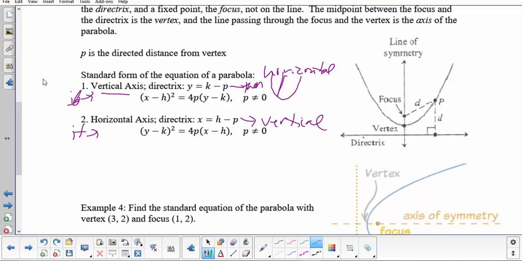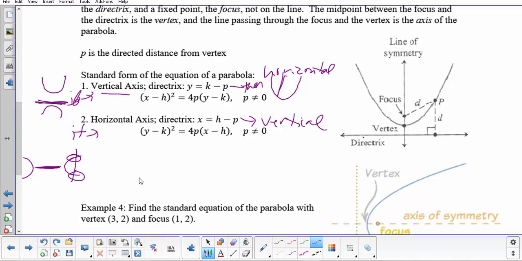So a vertical axis means our parabola is opening upwards or downwards, but that means that we're going to have a horizontal directrix. If we have a horizontal axis, then that means that we have a vertical directrix. So now we're really flipping things around from what you're used to because we can have parabolas that open sideways. We've never studied these types of parabolas before because they're not functions. They would fail the vertical line test. However, we can now study them using this new formula.